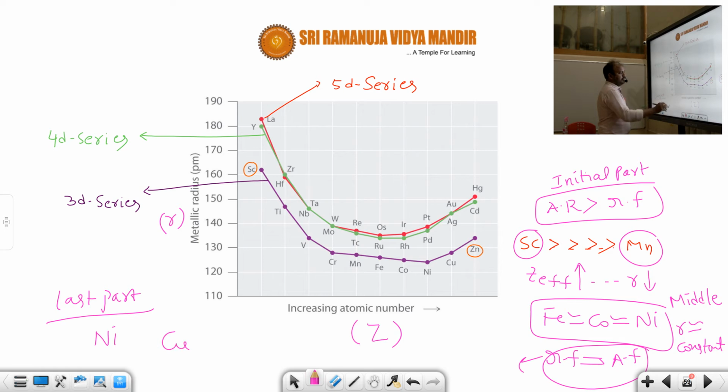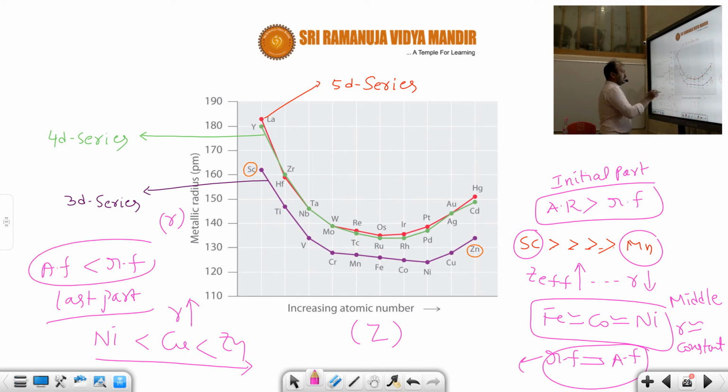Nickel, copper, zinc, because iron, cobalt, nickel is over. That's why from nickel, copper, zinc, from copper to zinc, atomic radius increases, atomic size increases. Due to the reason, compare repulsive force with attraction force, which is more dominated? Repulsive force is more dominated because the d subshell is completely filled.